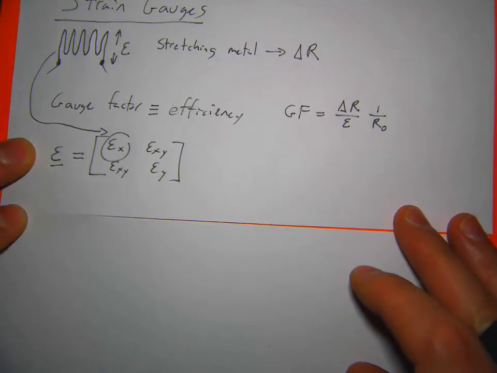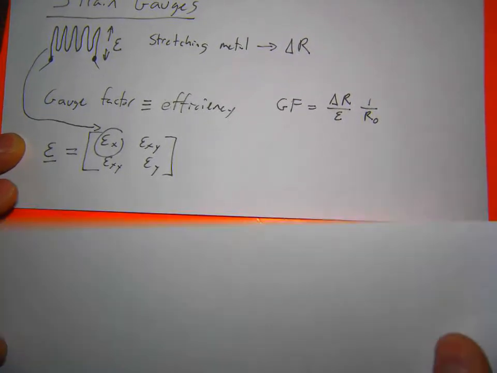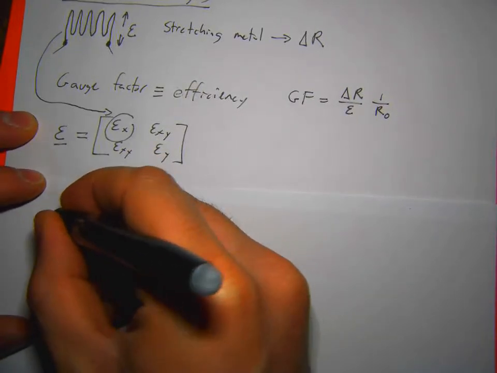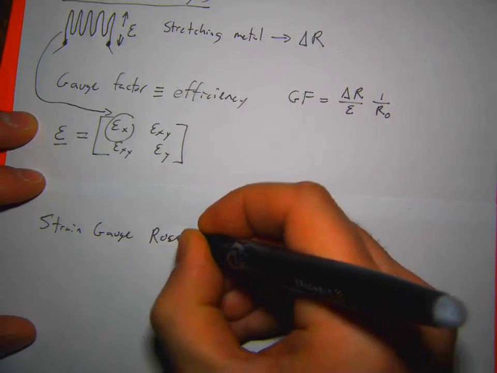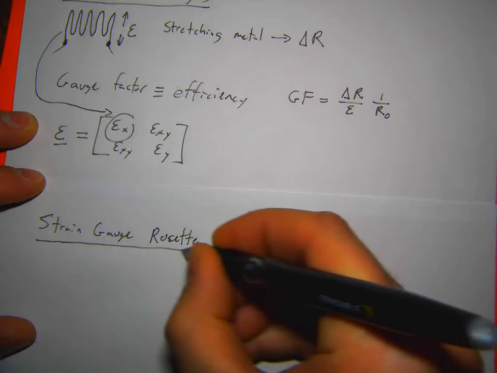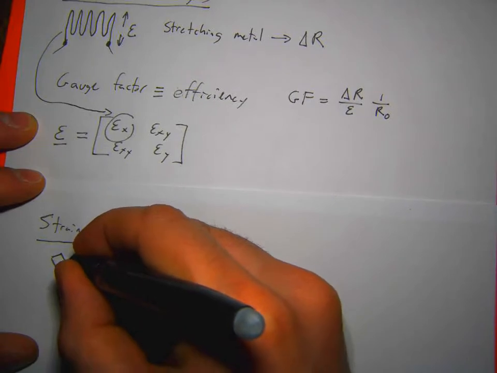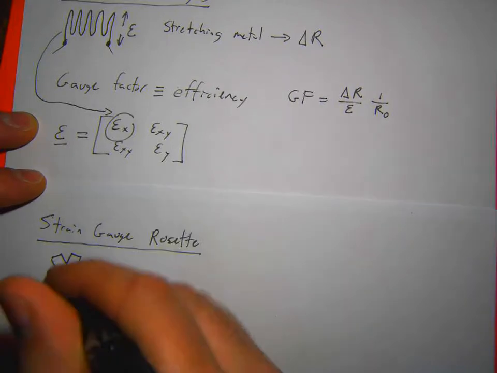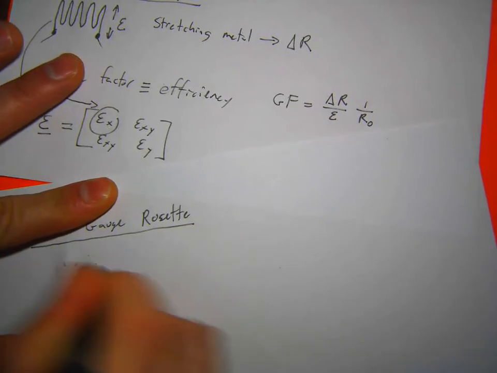We take a whole bunch of those strain gauges and combine normally three of them, not in series with each other, at varying angles relative to each other. So I make a strain gauge rosette. I have some strain gauge at one angle, some strain gauge at another angle, and a strain gauge at a third angle. Generally these, I'm going to draw this further away because I need more space.